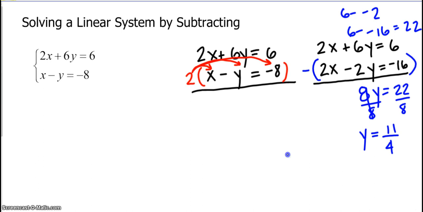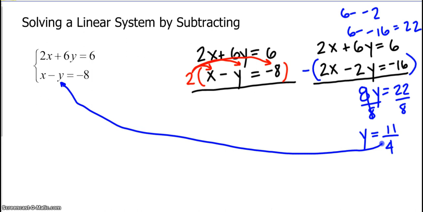Now I need to substitute that value back in, and I love that this is a fraction because we should not be afraid of fractions. I'm going to substitute that back in. I'll do my substitution in purple. x minus y is 11/4 equals negative 8. Now remember, we can eliminate the fraction here. We can eliminate that denominator by multiplying everything in the equation, so multiplying that entire equation by 4.